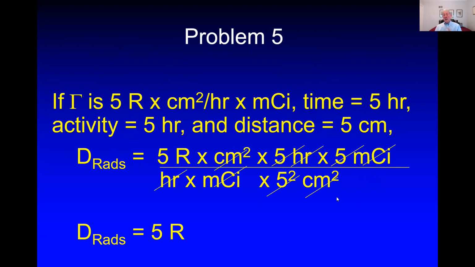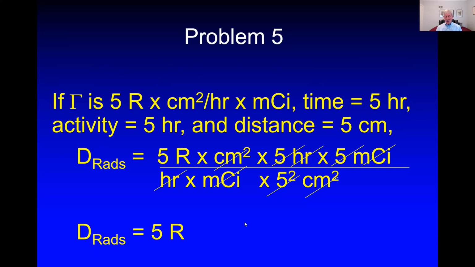You might think, let's divide by 5 centimeters. But number one, as we move from 1 centimeter to 5 for a point source, this is an inverse square law problem. Yes, it's a little bit more complicated than the others. And anyway, if we didn't square the 5 centimeters, the units wouldn't cancel. And so here we have this 5 squared cancels this 5 and this 5. Everything else is canceled. And the answer is going to be 5R.